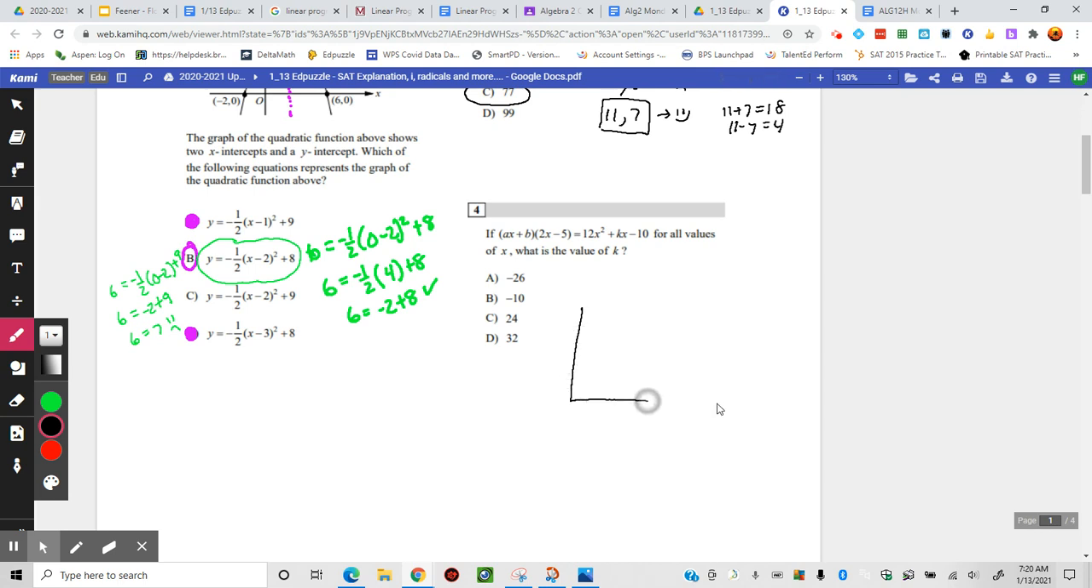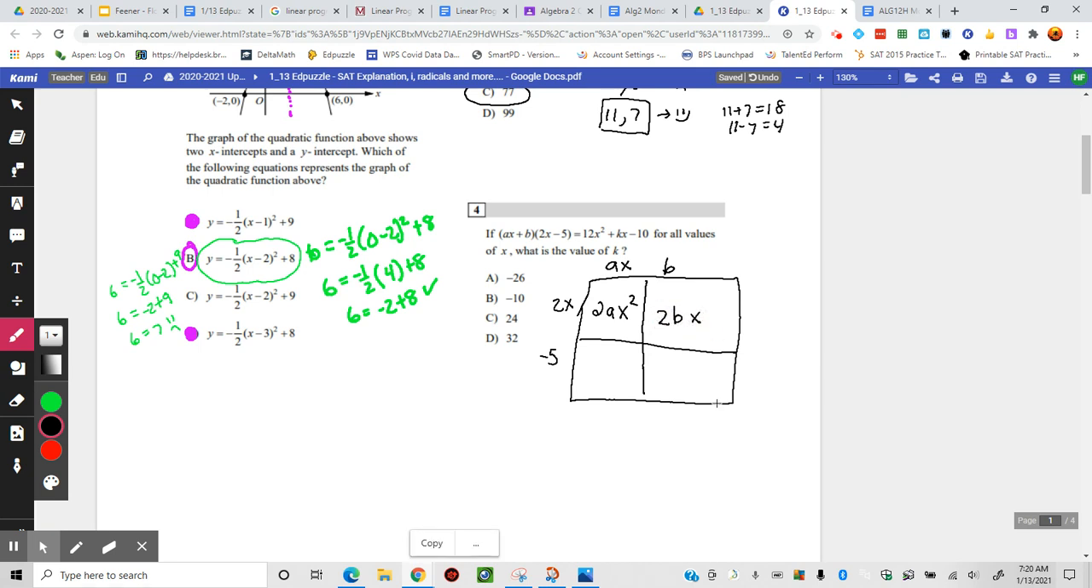So I'm going to make this box method real quick, and then I'm going to compare it to what my answer is. So this is ax plus b, 2x minus 5. All right, when I multiply these together, I get 2ax squared, 2bx, negative 5ax, and negative 30. So I'm going to write out all those things so you can see them.